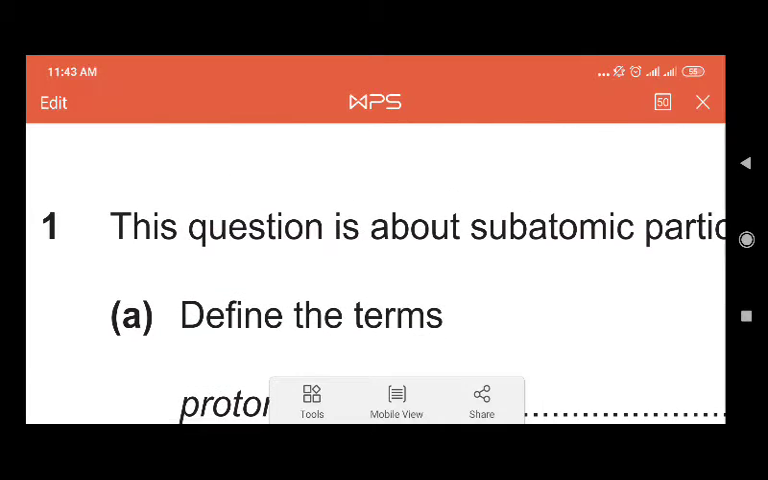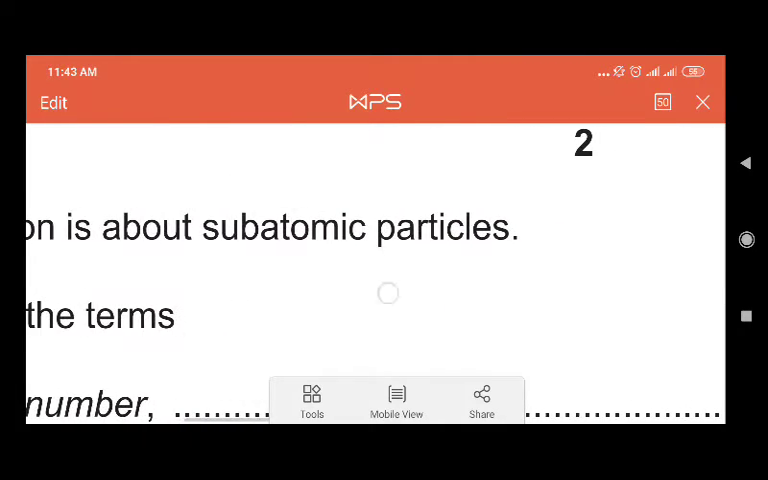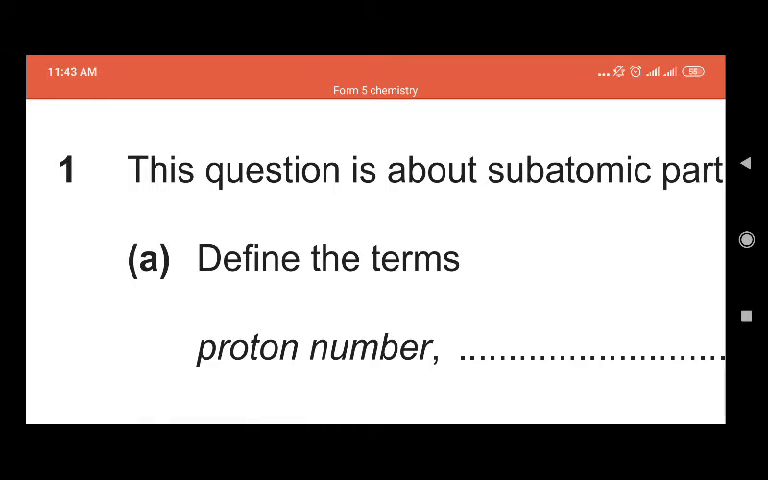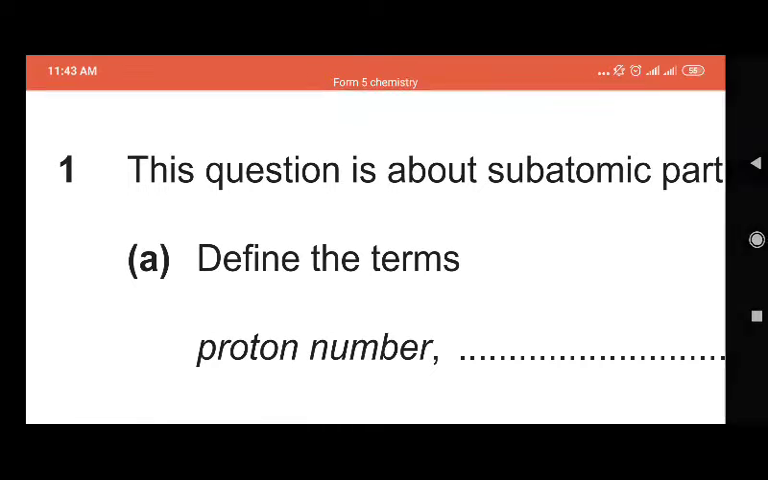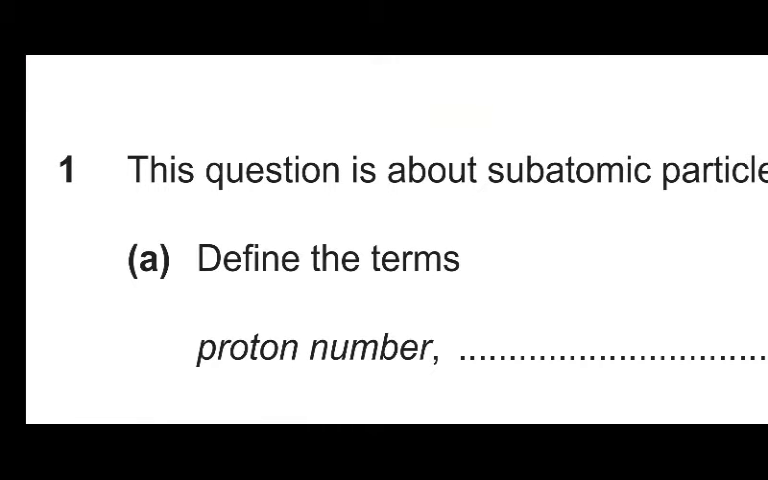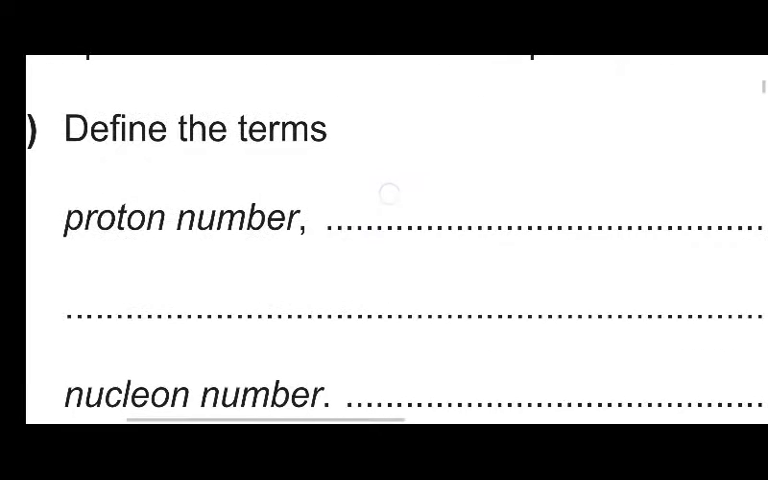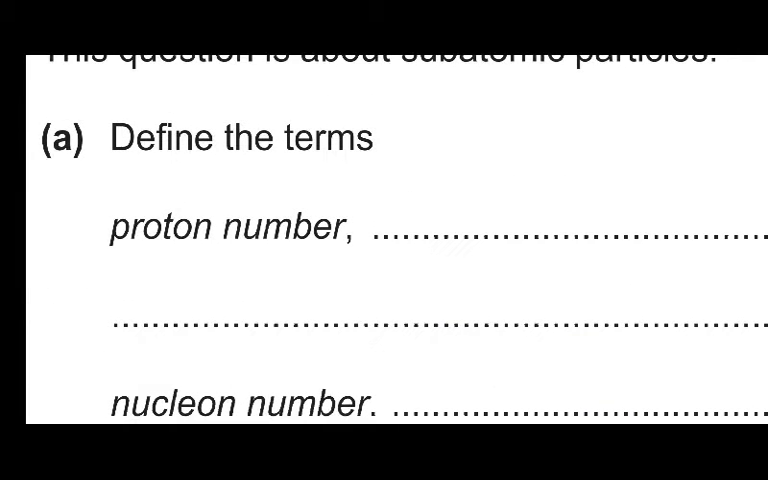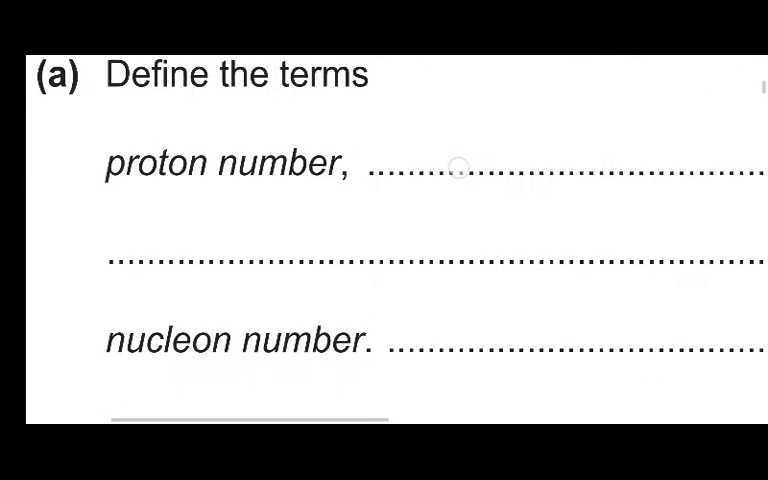It says right here, this question is about subatomic particles. Okay, subatomic particles, which are protons, electrons, and neutrons. All right, now the first question says define the term proton number. Now we've done this before, so it means in defining that you're supposed to write your answer in this space where you see the dots and above that line. All right. So you're supposed to define the proton number. So what is a proton number?